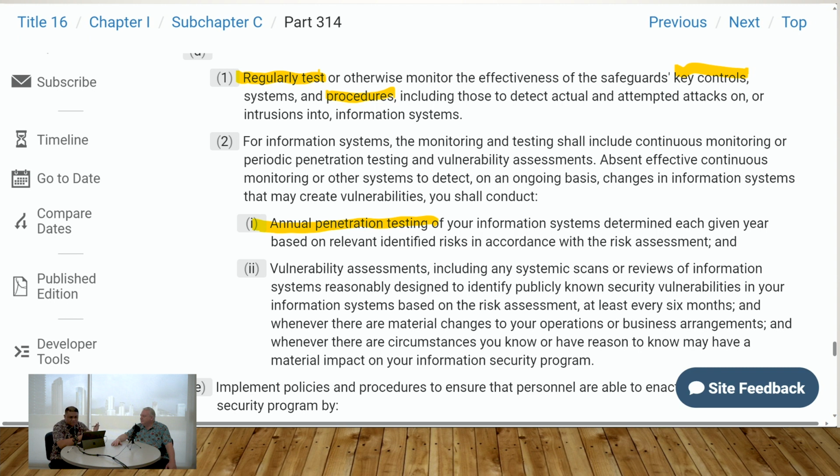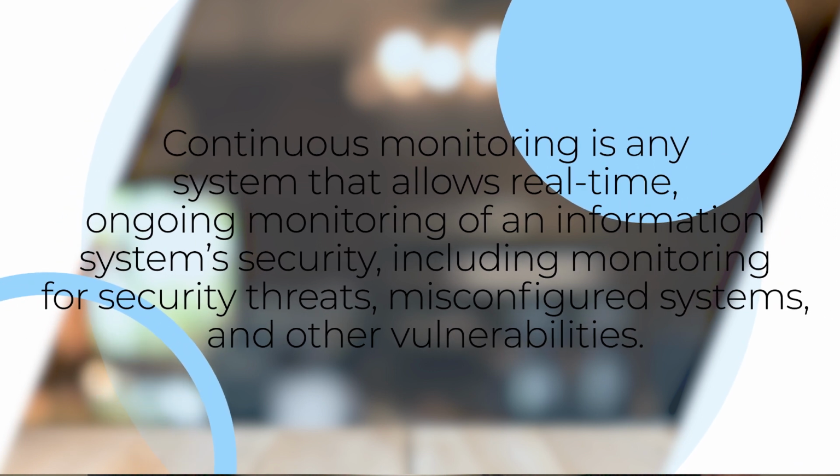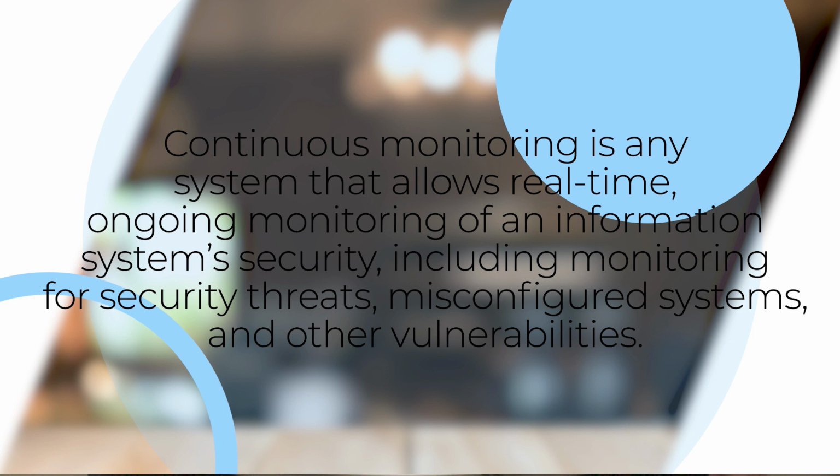So the FTC actually provided a definition of continuous monitoring, because this was something that people were asking, like, what does that mean? What exactly is that? They explained it as any system that allows real-time, ongoing monitoring of an information security system, including monitoring for security threats, misconfigured systems, and other vulnerabilities. So that other vulnerabilities, you mentioned the scanner earlier, right? That's why you would need to have something like that.